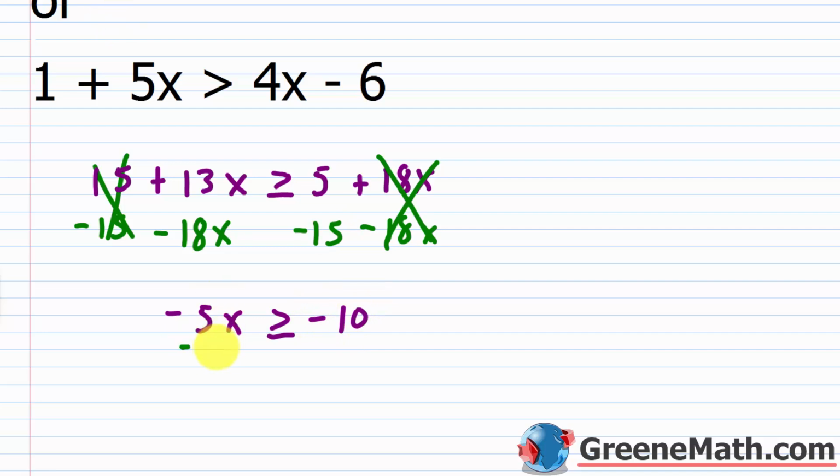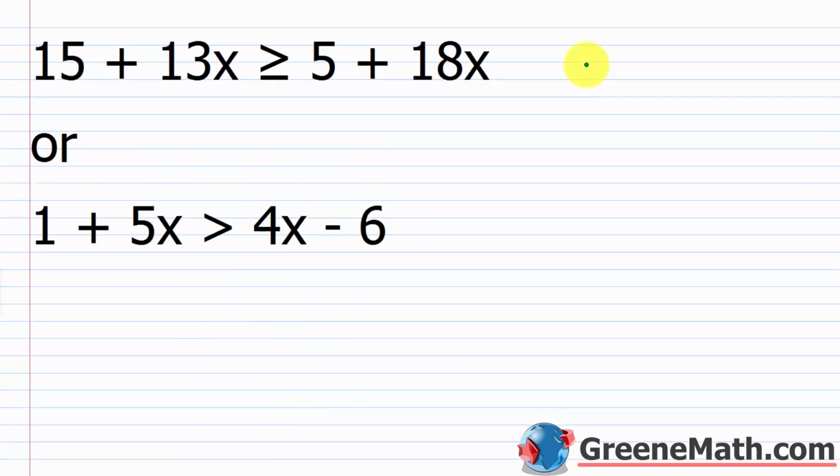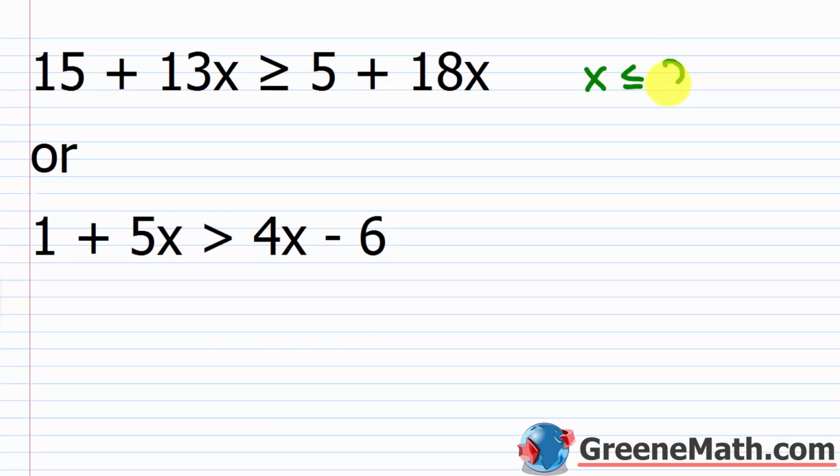And so I'm going to divide each side by negative 5 so that I can isolate my variable x. Negative 5 over negative 5 is obviously 1. You would have x is, remember we divided by a negative, so this gets flipped, x is less than or equal to 2, right? Negative 10 over negative 5 is positive 2. So x is less than or equal to 2.